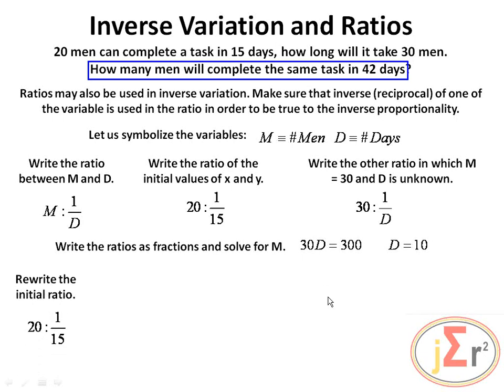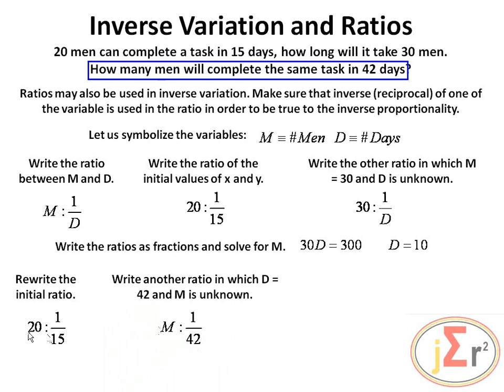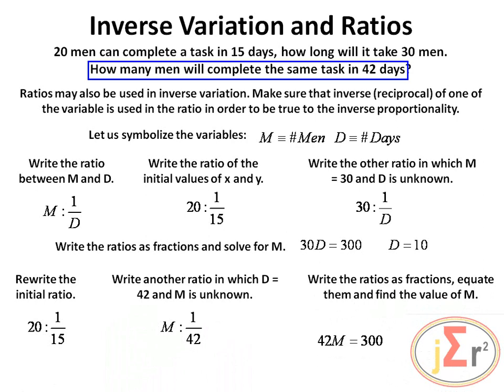And of course, the other part of the problem, how many men will complete the task in 42 days? This is the same as what we have here, our initial ratio, and we know what that is going to give us. So write another ratio in which d is equal to 42 and m is unknown. We know that this is going to give us 20 times 15, and this is going to give us 42m when we write those ratios as fractions. So write the ratios as fractions, and then we're going to equate them and find the value of m.